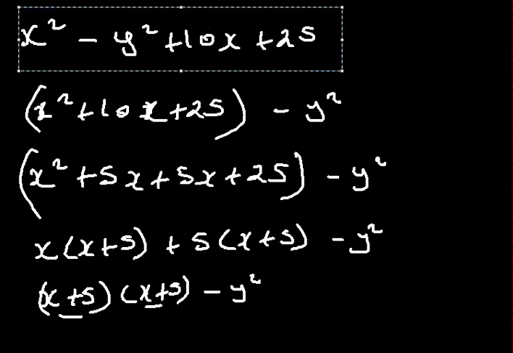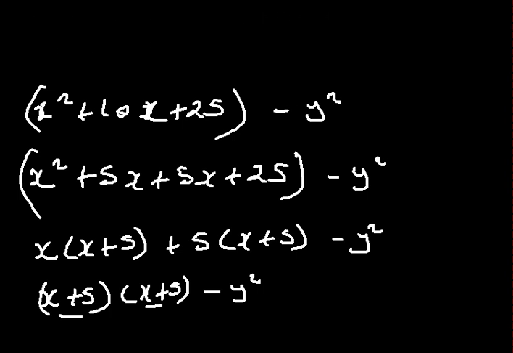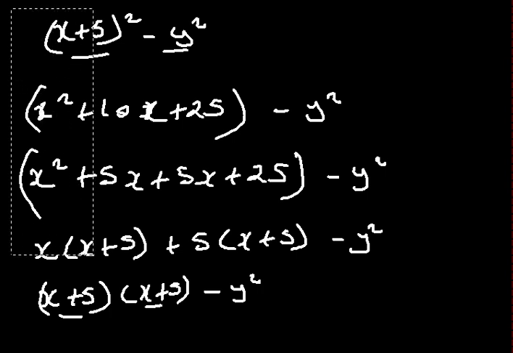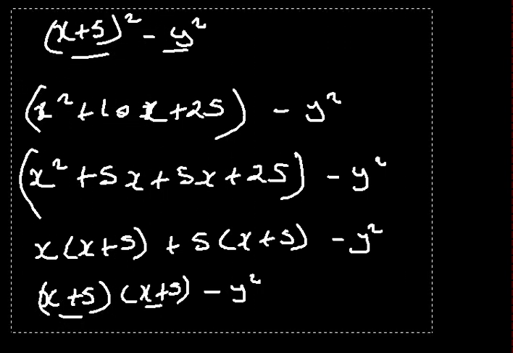We can have it as this now: (x + 5) to the power 2 minus y squared. So now you can see that we have a difference of two squares. So try to proceed with that. We should see how best we can go over that one, but that's the principle behind it.